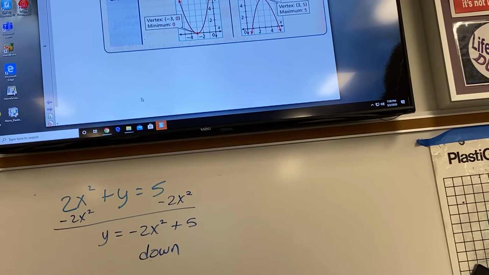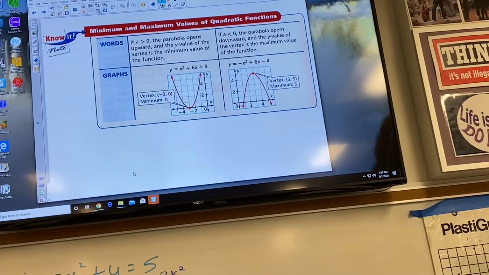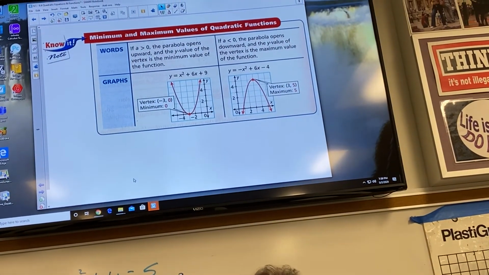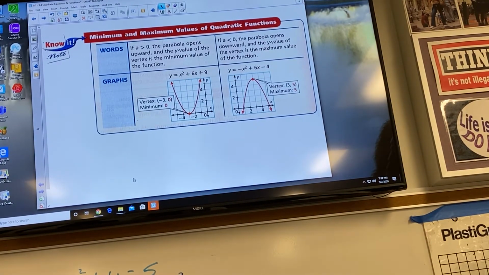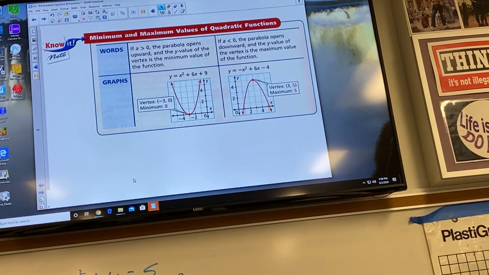Now, this is another thing straight out of your book. That's why a lot of the stuff for today's lesson is going to be straight out of the book. That's why it's a good idea to have the book open to that so you can see what it's saying. Okay.